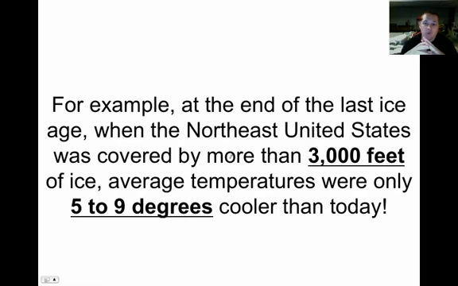So, for example, when we had our last ice age in the northeast portion of the United States, okay, so we're talking like New York area, Vermont, Maine, 3,000 feet of ice was covering, and the temperature was only 5 to 9 degrees cooler than it is today. So when you're talking about global averages in temperature, 5 to 9 degrees cooler represented 3,000 feet of ice. So imagine yourself being covered with, 5,280 feet is 1 mile, you're talking over a half a mile of ice sitting on top of you because the temperature was 5 to 9 degrees cooler.